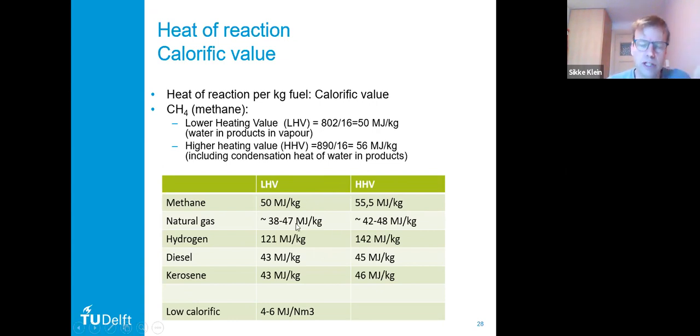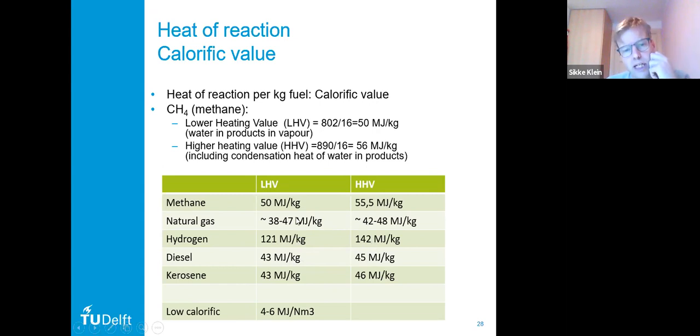Natural gas is a mixture of mainly methane, but also nitrogen and some higher carbons. These are typical numbers for natural gas. We range between 20, depending on where it's coming from. So here you see about 10% difference between LHV and higher heating value. For hydrogen, where we have only H2 to water, it's quite a difference between those two. And the main difference, of course, is that relatively there's much more water in it, so you get relatively much more condensation heat available. Diesel has very limited water in it. Kerosene is comparable.